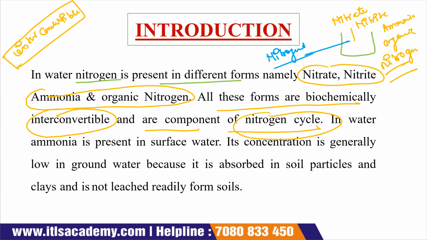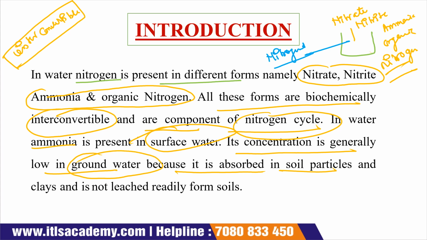In water, ammonia is present in surface water, meaning that it is present on the surface of the water, not the bottom of the water. Its concentration is generally low in groundwater because it is absorbed by soil particles and clay and is not leached readily from soil. Okay, so this is about the introduction part.